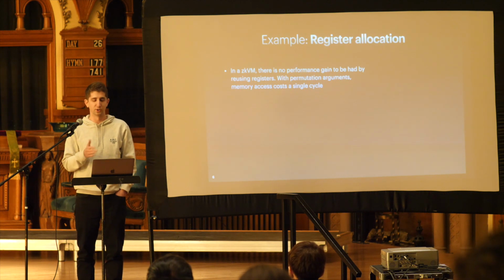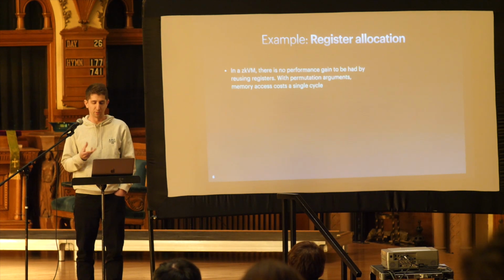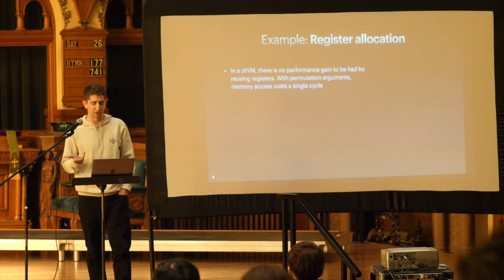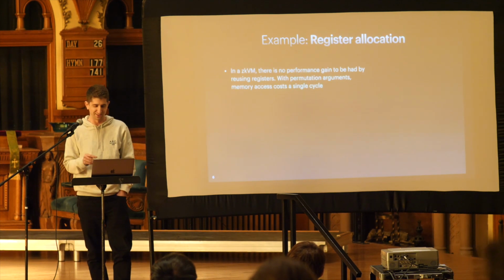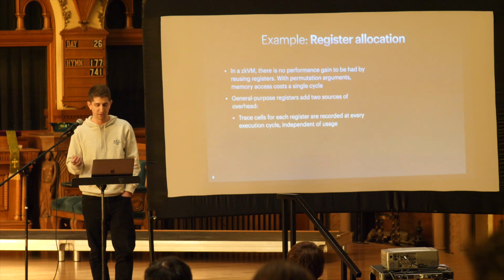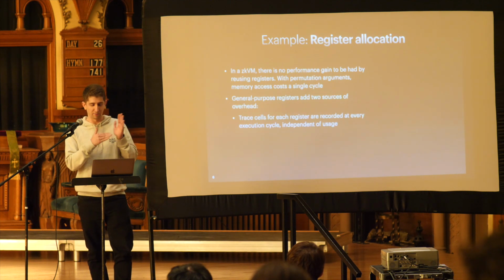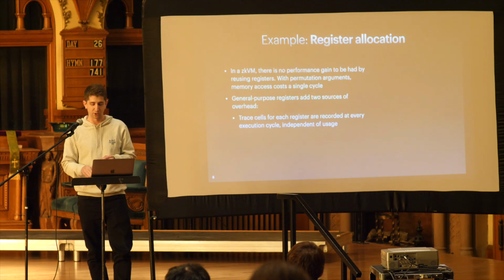You had a situation in which memory access was n log n, but we now have permutation arguments, and memory access really costs a single cycle. There's still some sorting that needs to be done that can be n log n, but this is much faster than actually writing a circuit here. So general purpose registers really add two sources of overhead in the zkVM. We have to have an execution trace, so we have to record what these registers were at every execution cycle, regardless of whether they were actually used.